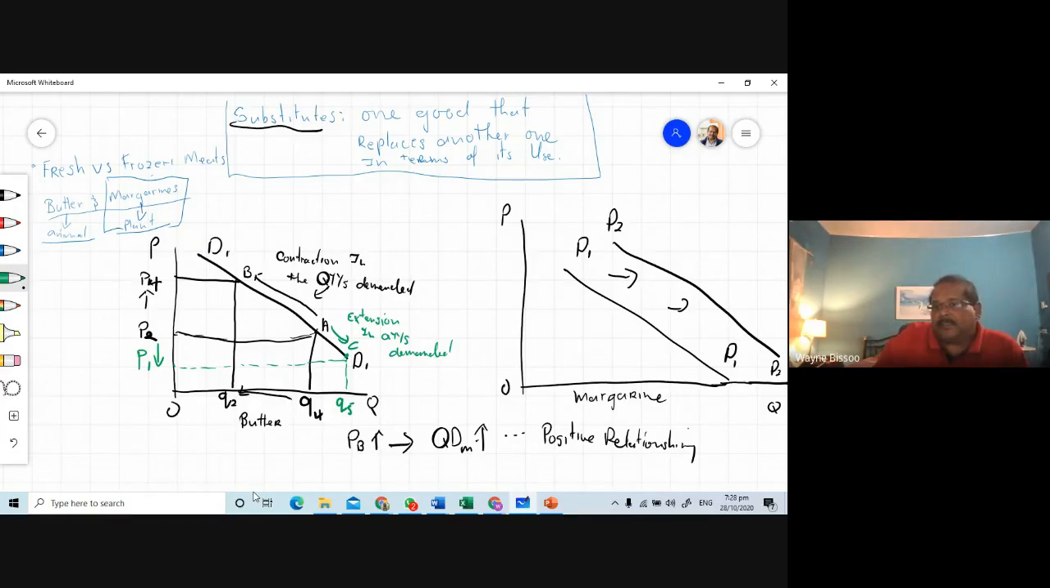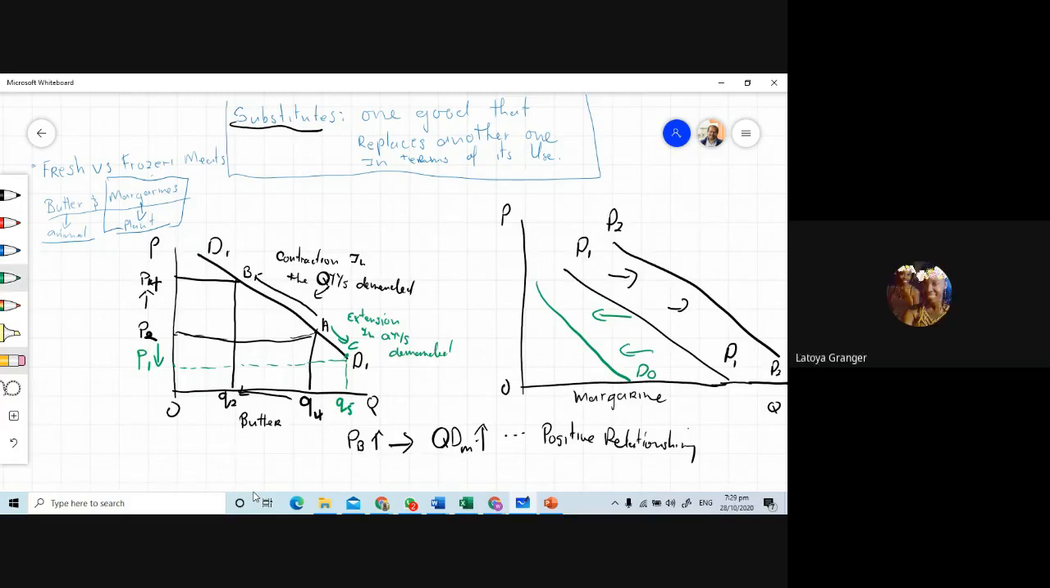So now we're going back to D1, that's the original position. What would happen in the market now for margarine as a result of the fall in the price of butter? People who prefer butter but couldn't afford it at P2 will leave the market for margarine and come across to the market for butter. So we will show that by the demand curve shifting to the left now to D0. That makes sense? Everybody follows that one? Yes, sir.